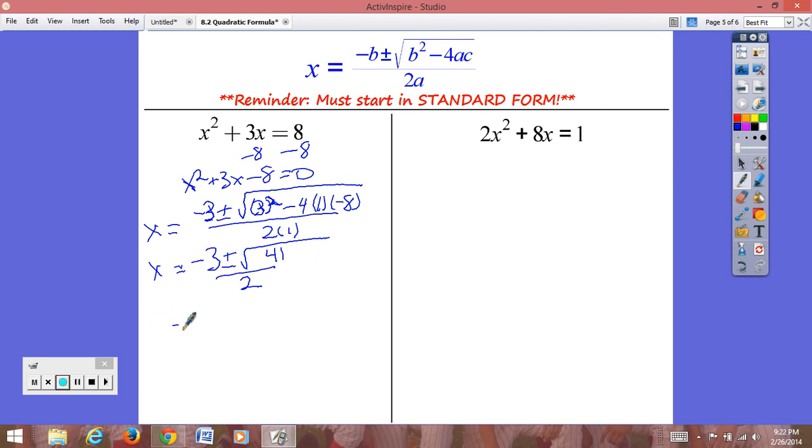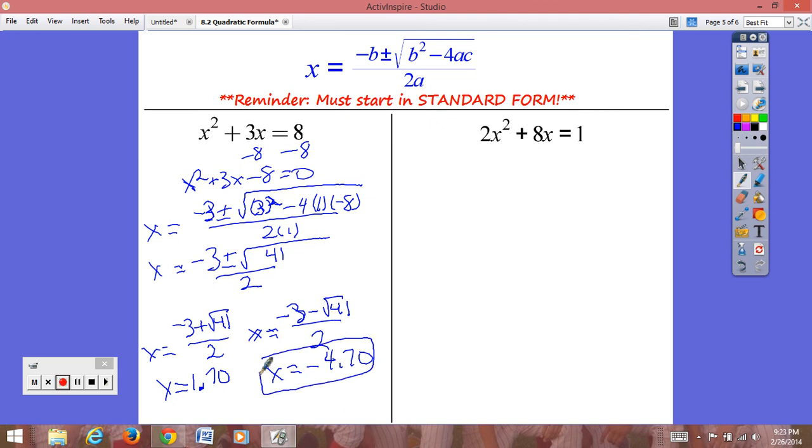So if we have negative 3 plus the square root of 41 over 2, and negative 3 minus the square root of 41 over 2, x equals. So for negative 3 plus the square root of 41 all over 2, we're going to get 1.70. For negative 3 minus the square root of 41 divided by 2, we are going to get x equals negative 4.70. So those are our two solutions for that one.